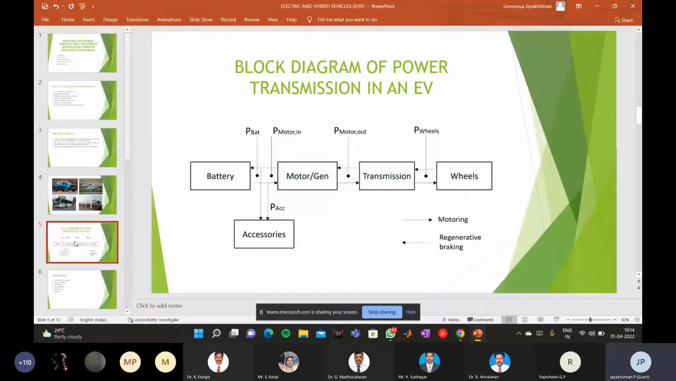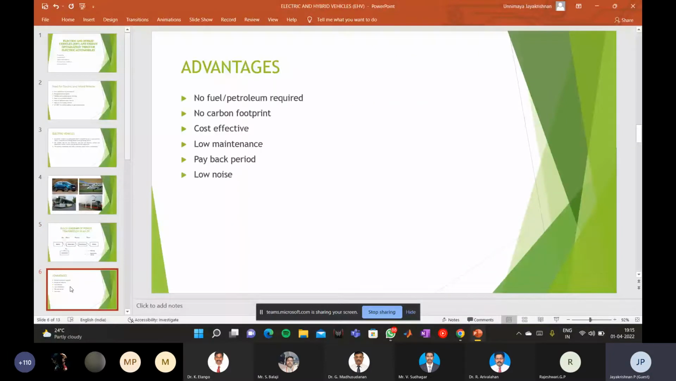So next are the advantages of these electric vehicles. Some of the points I might have given in the earlier slides. First one is that no petroleum fuel is required. We will be using only electrical energy, so we will not be depending on petroleum or fuel.